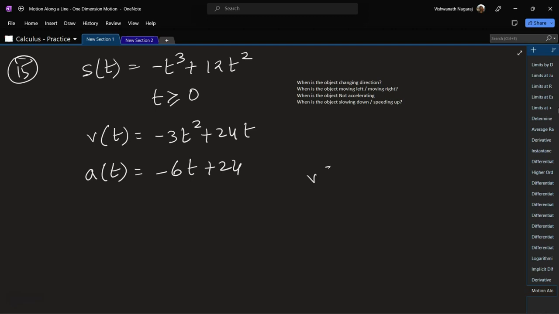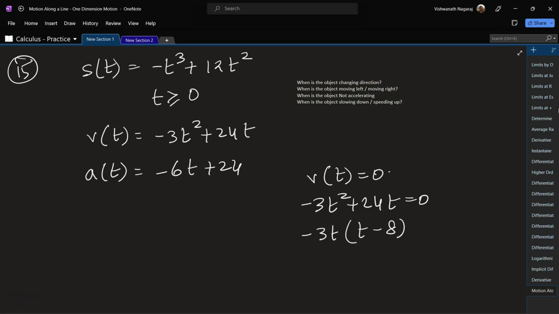Changes direction when V of t equal to 0, that means minus 3t square plus 24t equal to 0. That means minus 3t times t minus 8 equal to 0. That means t equal to 0 or 8. And since it is on the boundary, we can ignore it. So it is changing direction at t equal to 8.